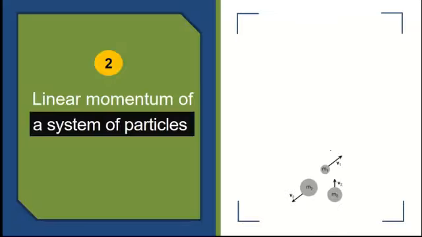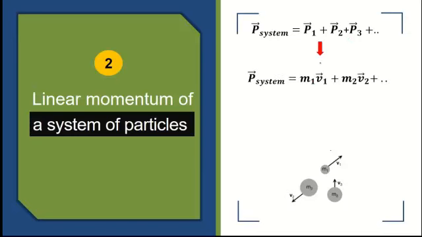Now, if you want to talk about the linear momentum of a system of particles, we know that if you have, for example, here 3 particles, but the important thing is the velocities are not collinear. They have different directions. So in order to find P of the system, it becomes P1 plus P2 plus P3. Okay, so this is P system. Now if I want to expand it, we'll do a substitution. So as substitution, it will be M1V1 plus M2V2 plus etc.